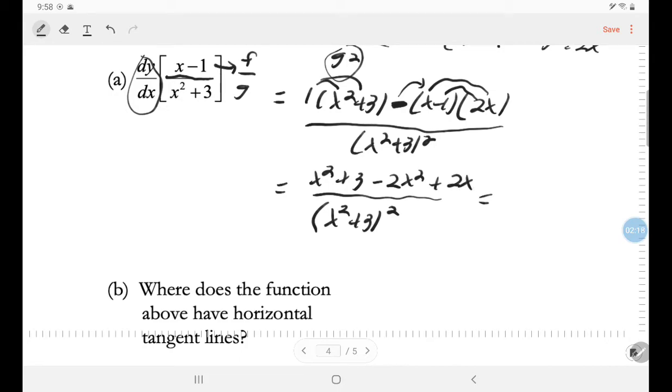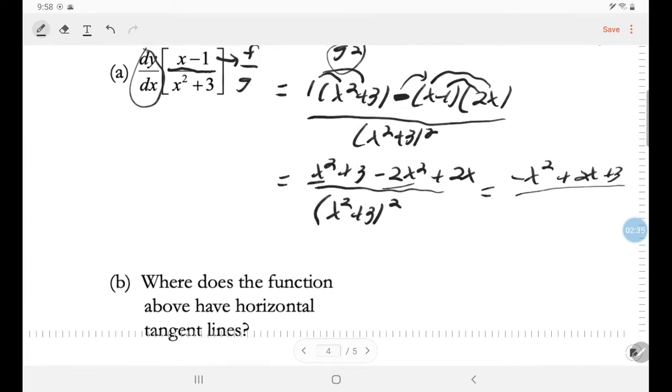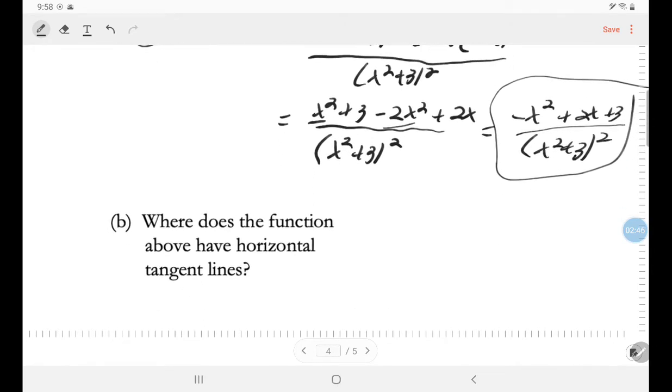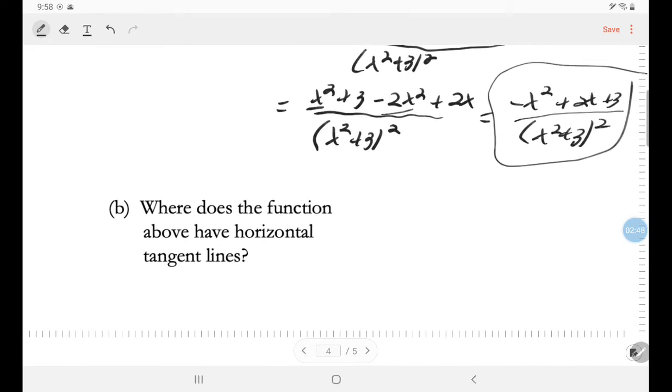Then we just combine like terms. Let me just check that out. Okay, so I get x squared minus 2x squared, so I get negative x squared plus 2x plus 3, all over my denominator, x squared plus 3, that quantity squared, and I'm good to go right there. That would more than likely be the type of answer you'll get on a multiple choice.